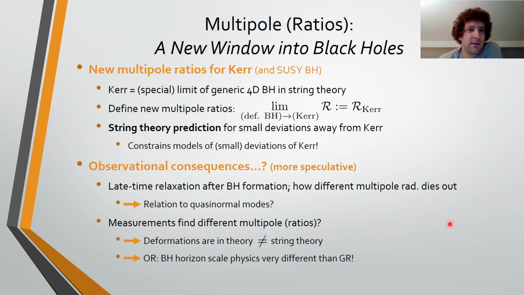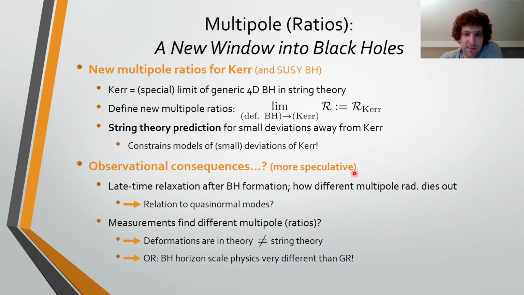Okay, so finally what I'd like to do is first let me summarize the most important point of our method. For Kerr, of course, because that's what we all care about when we look at black holes in the sky, we were able to define new multipole ratios, to really associate these new multipole ratios as properties of the Kerr black hole by deforming it away to some generic black hole in string theory and then taking the deformation to 0. And as I tried to convince you, this gives you a string theory prediction for small deviations away from Kerr.